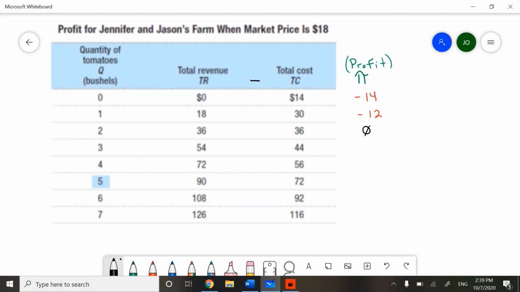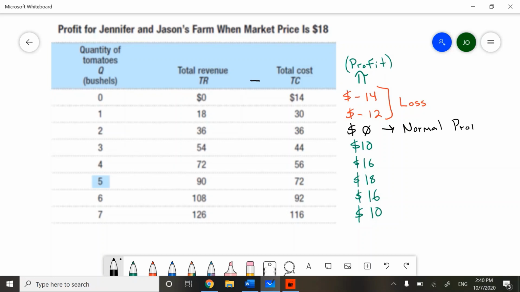Take a second to calculate the rest of these numbers on your own. Here are my final profit numbers for this example. Again, all I did was subtract the total costs from the total revenues. We see that we have the three types of profits that we described above. When the number is negative, this means the company is making a loss. When the number is 0, it means that this company is making a normal profit. And finally, when these numbers are positive, it means that the company is earning an economic profit, or just profit.